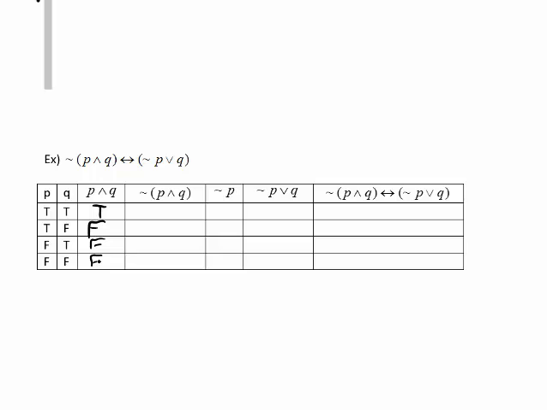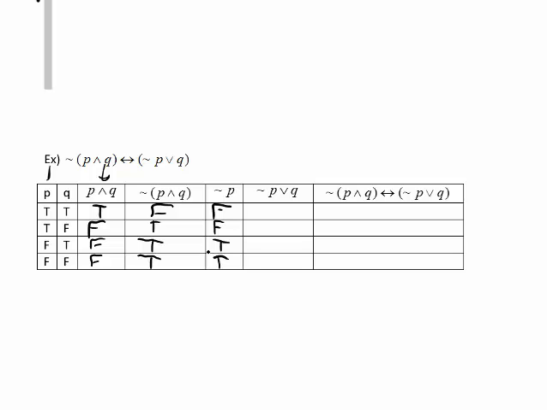Now I am taking the negation of P and Q. So I'm going to take the opposite truth values that are in this column. So now it's false and true and true and true. Now, the next column is the negation of P. So I'm going to take the opposite values in this column. So it should be false, false, true, and true.